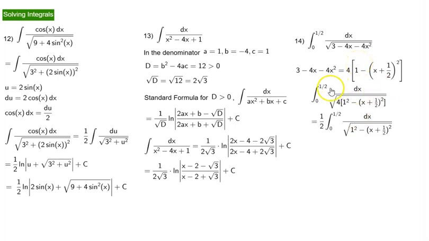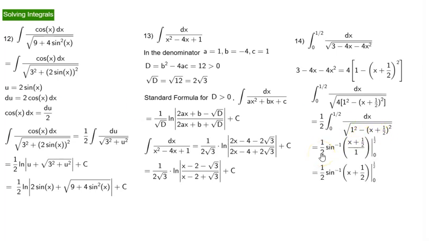So now our original integral has become integral from 0 to 1 by 2 of dx by square root of 4 times 1 square minus x plus half square. Now, this 4 is under the square root. We take it out, it becomes 2. It's a constant, so we take out 1 by 2 out of the integral. So we have 1 by 2 times the integral from 0 to 1 by 2 of dx by square root of 1 square minus x plus half square, which is again in the form of a square minus x square.